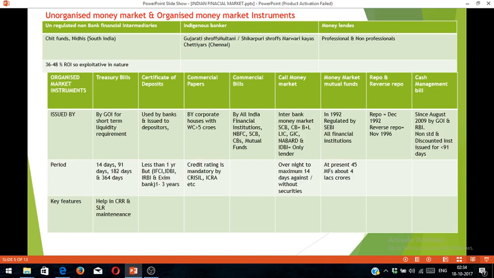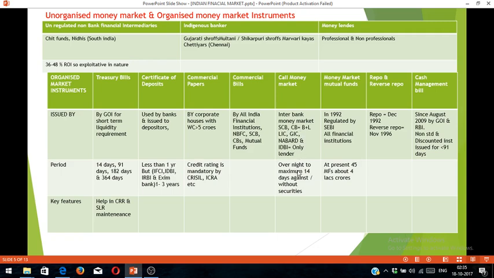Main players are scheduled commercial banks, scheduled cooperative banks, then LIC, GIC, NABARD, IDBI, but subject to condition, IDBI and NABARD are only lenders. They cannot take deposits by call money market. In call money market, scheduled commercial banks and cooperative banks can do both borrowing as well as lending. But life insurance companies, general insurance companies, NABARD and IDBI can only lend but cannot borrow. So this should be clear. Only scheduled commercial banks and cooperative banks can borrow as well as lend, but insurance companies, NABARD and IDBI can only lend but not borrow.